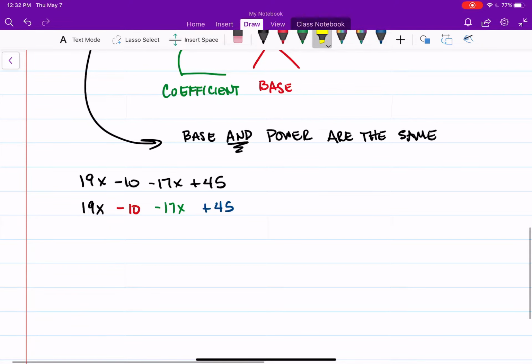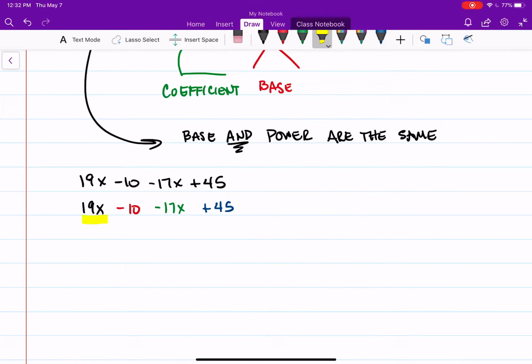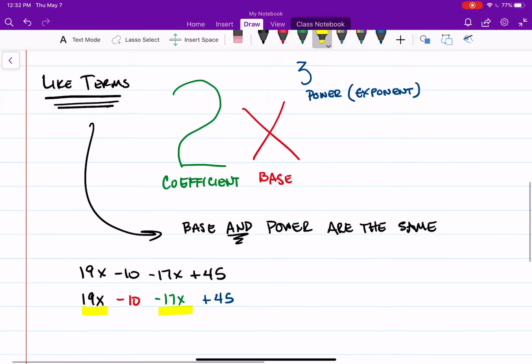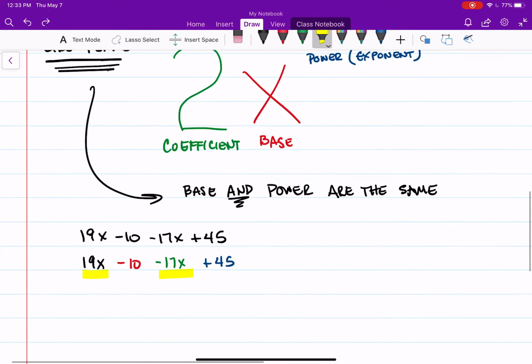In terms of like terms, if you look at 19x and the 17x, they are both the same base, right? Same base. And the power, since there's no power written there, it assumes it to be 1, so that means the power is the same as well. So those two are like terms right there. Okay, and then the negative 10 and the 45 are also like terms. So negative 10 is just a number, no variables attached to it. 45, same thing, just a number, no variable attached to it. So those two are like terms.